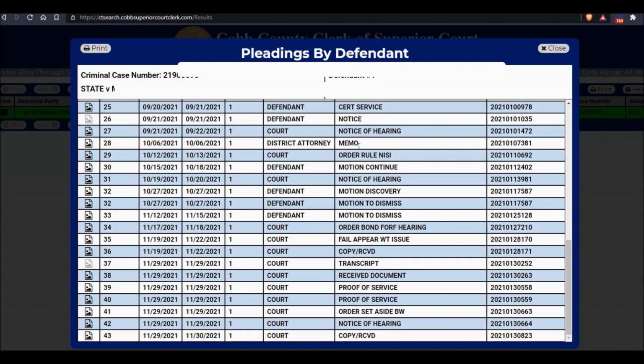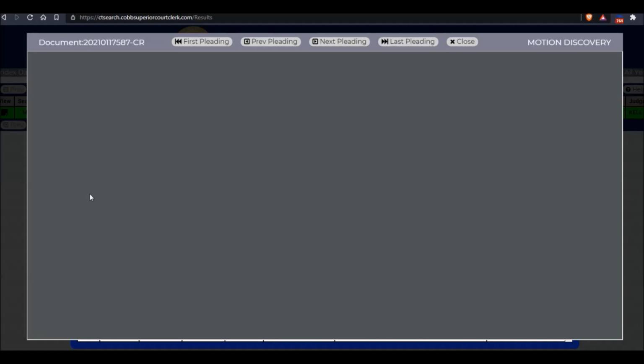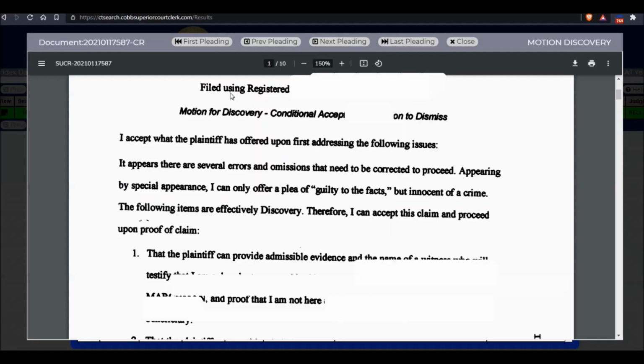And you're saying, oh, you have to show me your oath of office before you move forward. This is what happens. Docket 32. Filed using registered mail so-and-so. Nothing wrong with that. Motion for discovery. Conditional acceptance. Motion to dismiss.